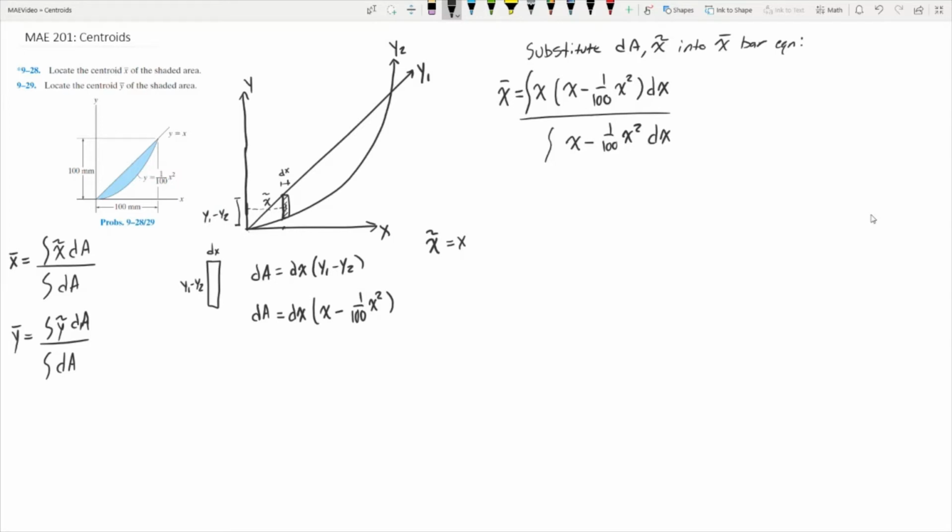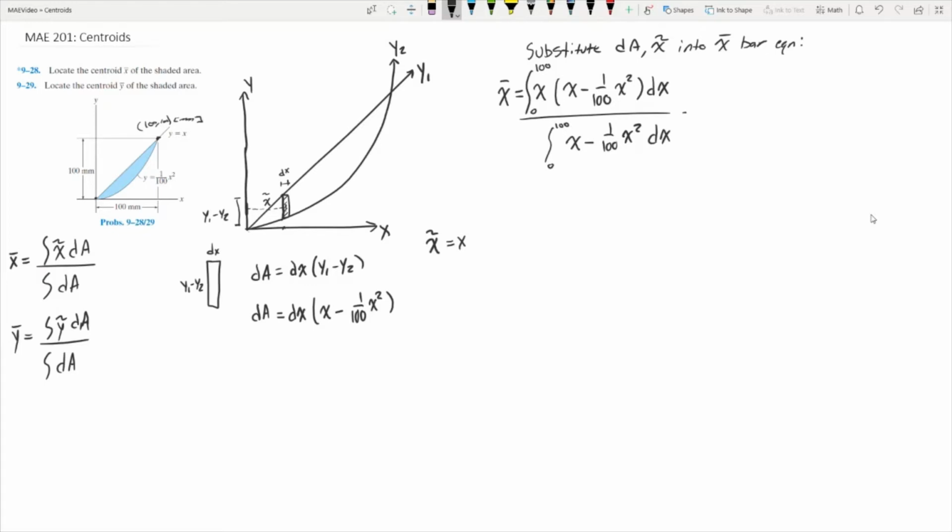And in terms of the limits of integration, they're telling us it starts here at the origin and goes all the way to the ordered pair (100, 100). We know that's in millimeters. So that means our x is going to go from 0 to 100 millimeters. So our limits will also be 0 to 100.